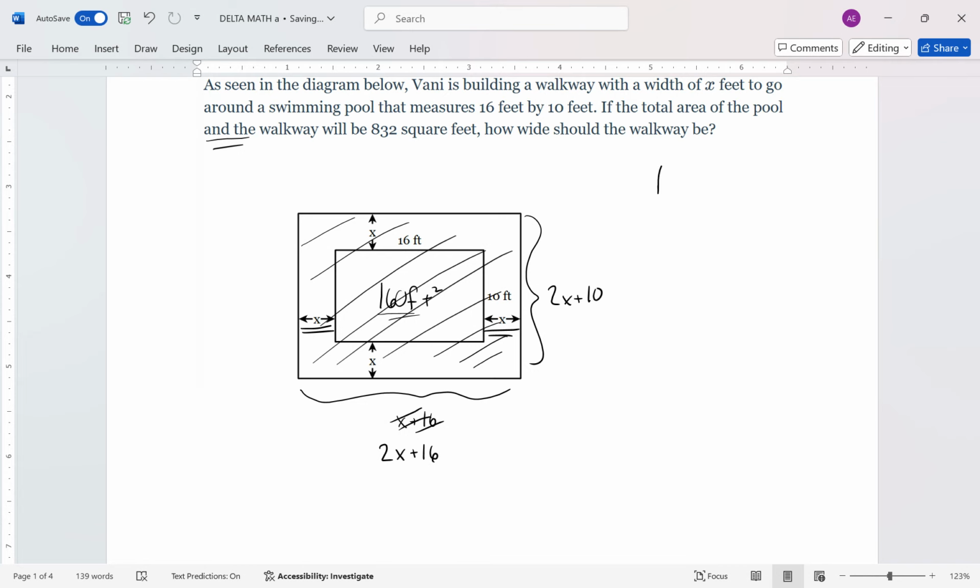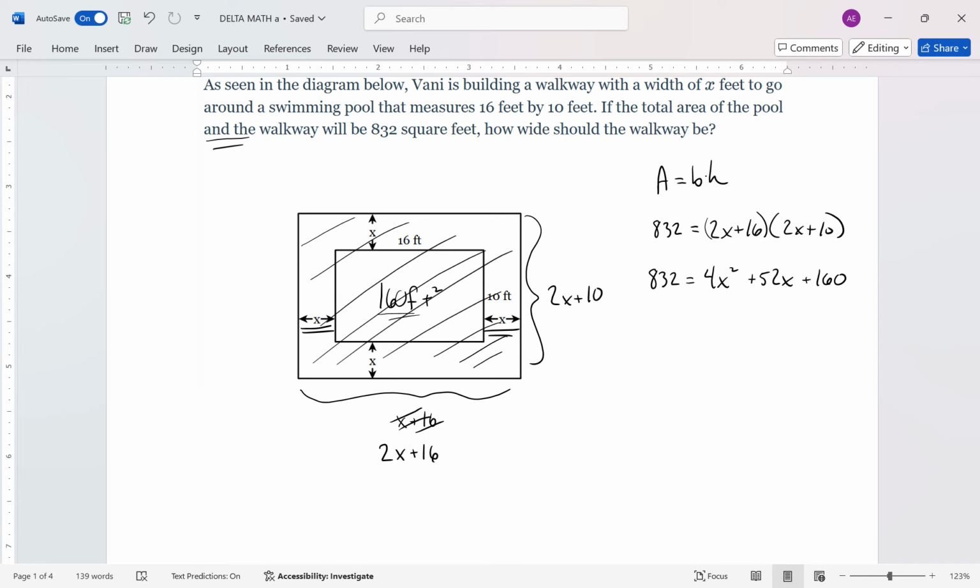Using our area formula, because this is a rectangle, area equals base times height. Total area, 832, is equal to our base, 2x plus 16, times our height, 2x plus 10. So here we go, 832 equals 2x times 2x, 4x squared, 2x times 10 is 20x, plus 32x, we get 52x, plus 160. We wrote our quadratic equation to model this area problem, and now we have to solve it.